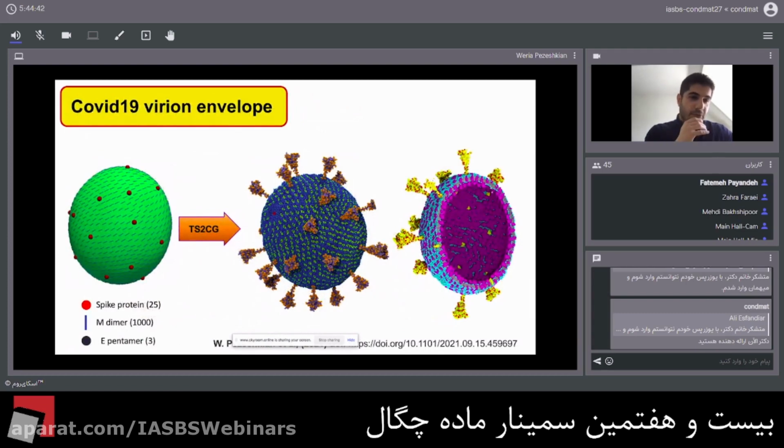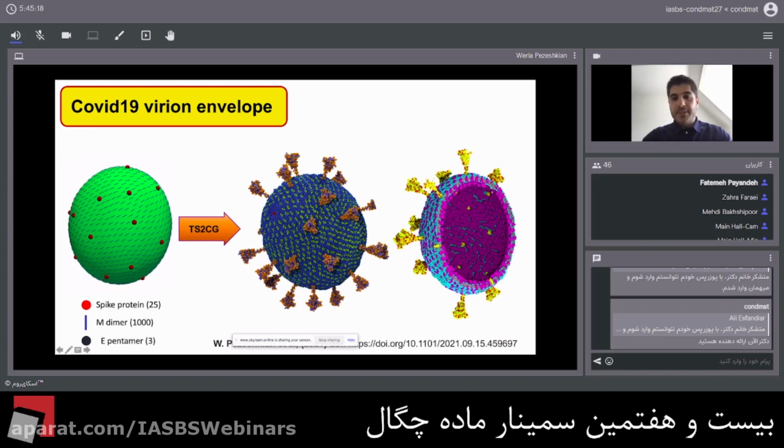Yeah, and then another one was to simulate the COVID-19 envelope. This time I used a top-down approach. From experimental data, I set up this mesoscale simulation of the protein on a membrane. This line represents the M dimer, and the blue and red dots represent the spike proteins. You can run it and see the organization of this protein on the membrane.